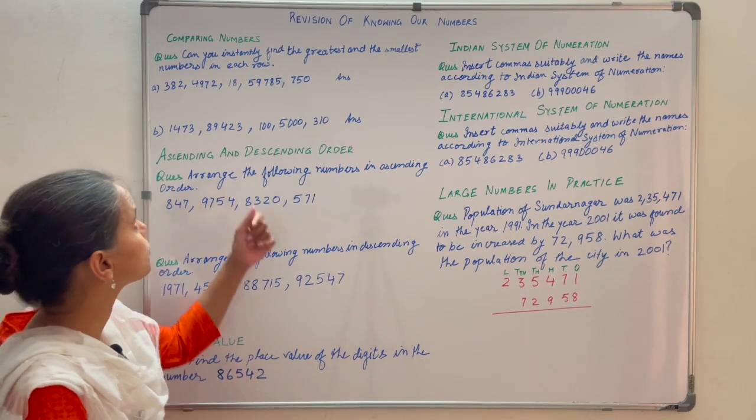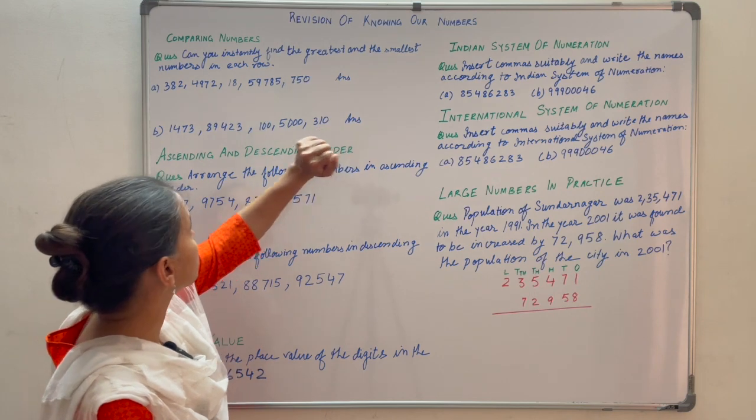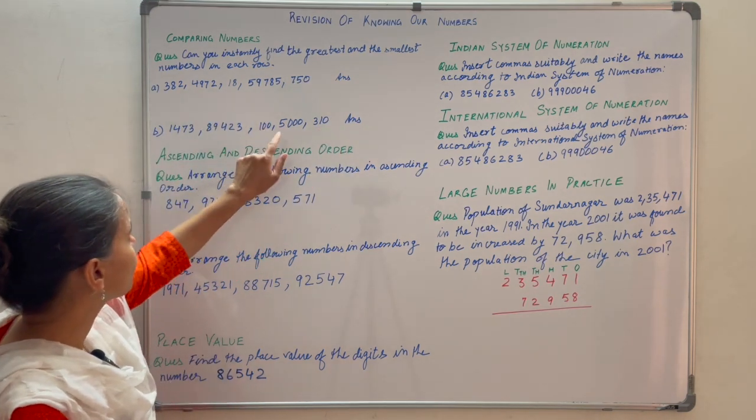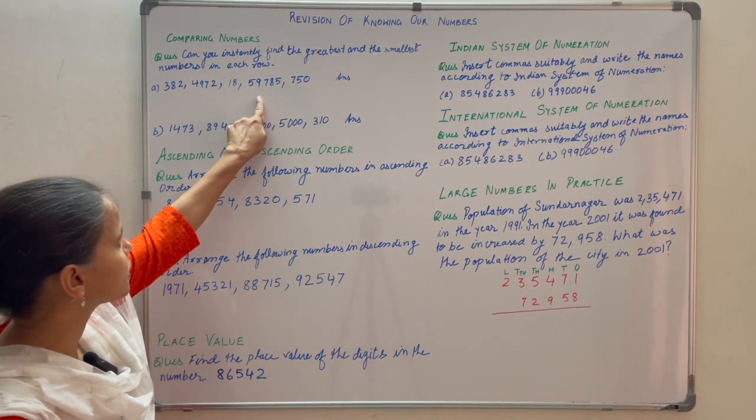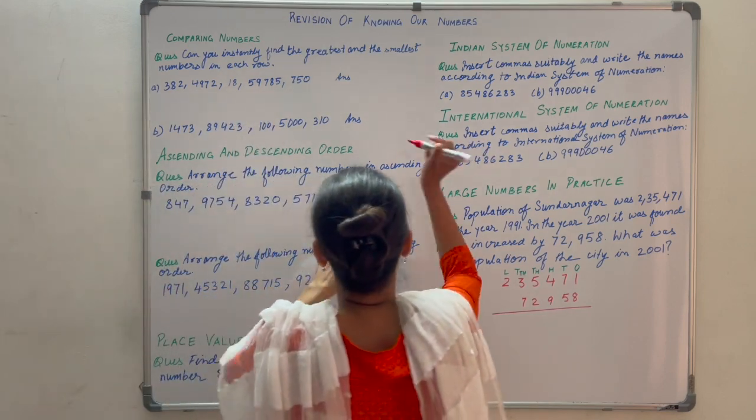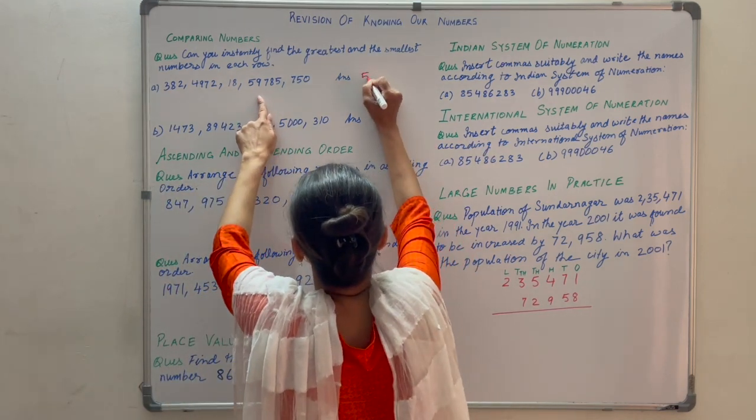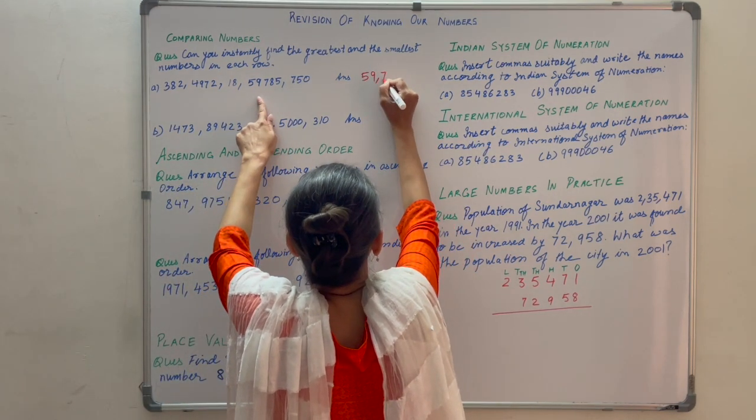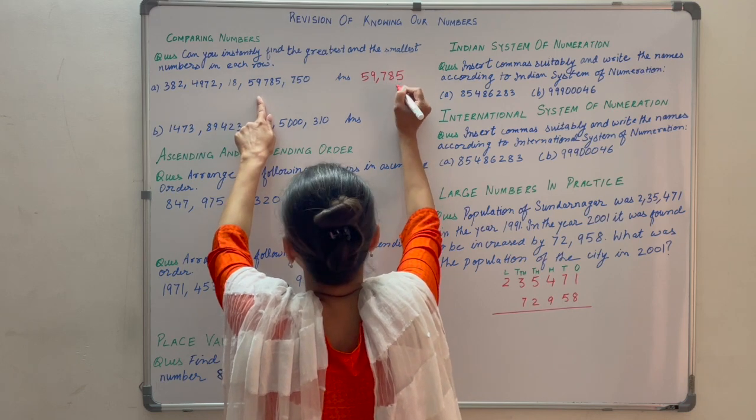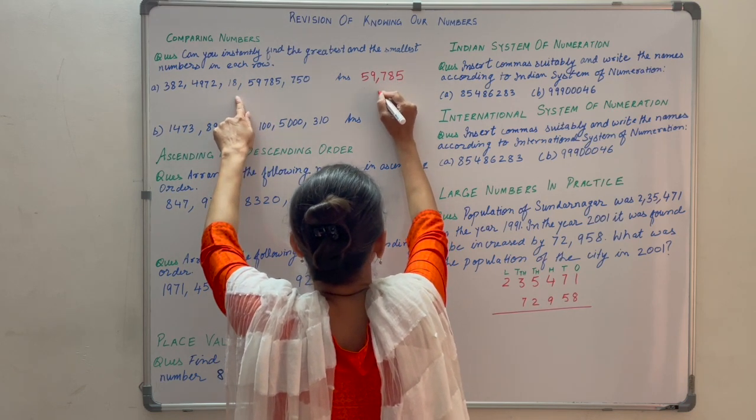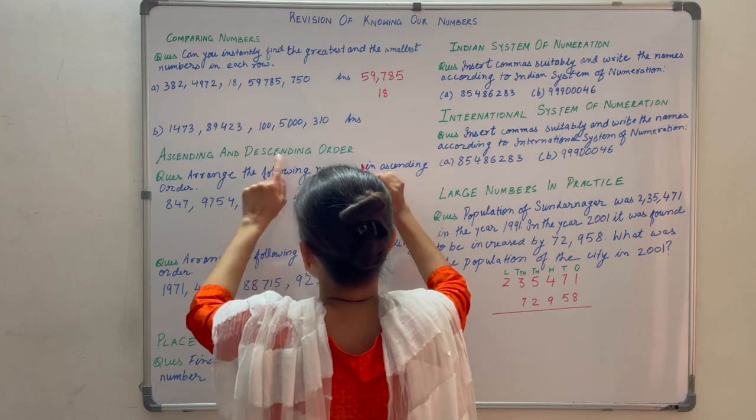Let us take this question. Can you instantly find the greatest and the smallest number in each row? So here out of these numbers, this has got the maximum number of digits. So 59,785 is the greatest number and 18 has got the least number of digits, so that is the smallest number.